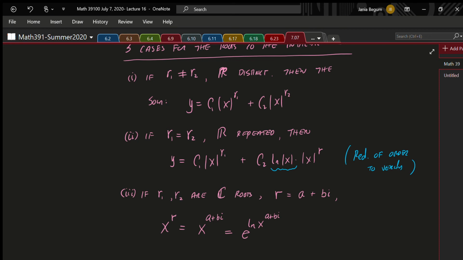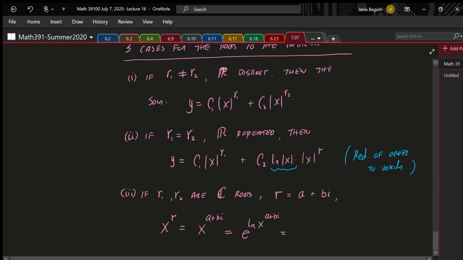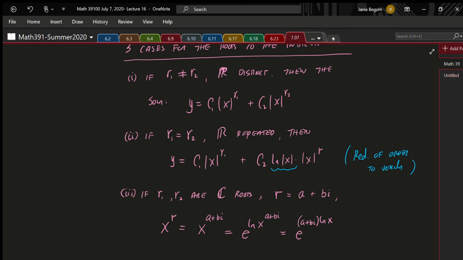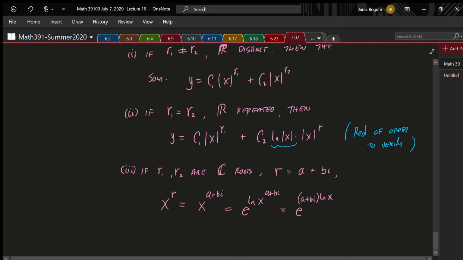Okay, so now I can use laws of exponents. That was the purpose of doing this, doing e and then ln at the same time. So now by using laws of exponent and the laws of logarithm, we have e to the power (a plus bi) times ln of x, right? One of the properties of ln is to bring down the exponent. If it's on top, you can bring it next to ln. So that's the property. Now here I'm going to use laws of exponent.